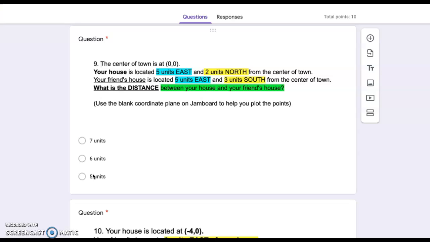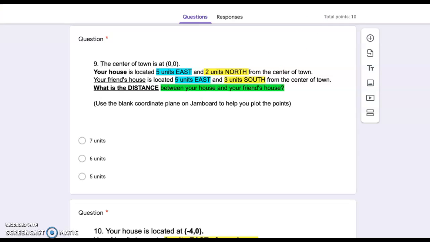Number 9, you should have the Jamboard open again for this one to help you plot these points. The center of town is at 0, 0. Your house is located 5 units east and 2 units north from the center of town. So you're going to plot that point. Your friend's house is located 5 units east and 3 units south from the center of town. What is the distance between your house and your friend's house?